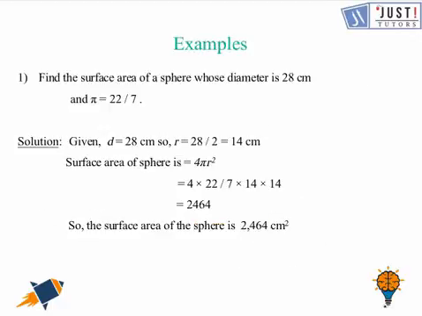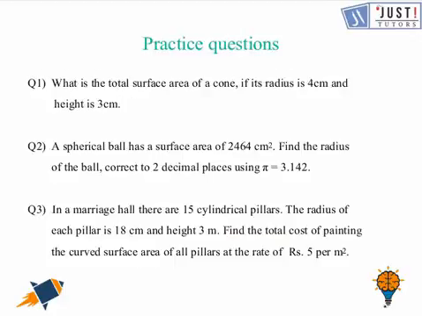Let's try one question with sphere. Find the surface area of the sphere whose diameter is given to us. If we are just asked to find the surface area, it's understood that it's the total surface area or the curved surface area because it has the same formula. So using the formula 4 pi r squared, keeping all the values, the answer is 2464 centimeters squared.